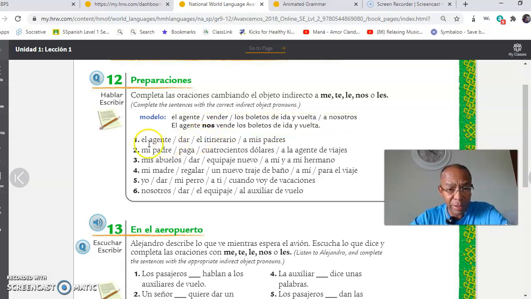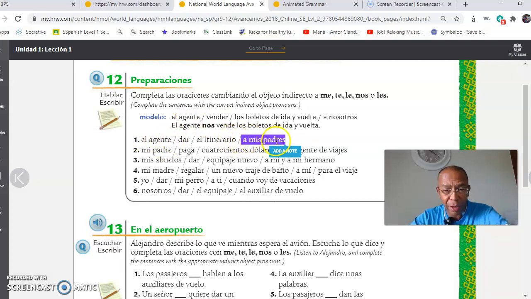So I'm going to do the next one here. Again, who's the subject? Who's doing the action? El agente, the agent. What action is he doing? Dar. Dar means to give. Remember, this is the one that has to be conjugated, right? And what is it that he's giving? El itinerario, the itinerary. To whom? A mis padres, to my parents. So my parents are receiving this action from the subject, which is the agent.